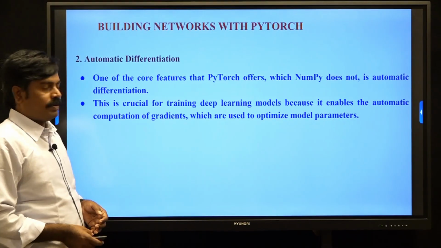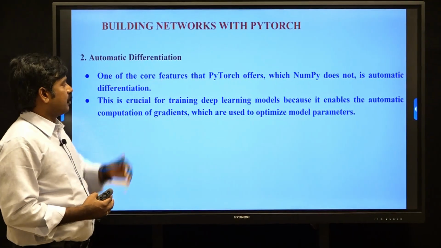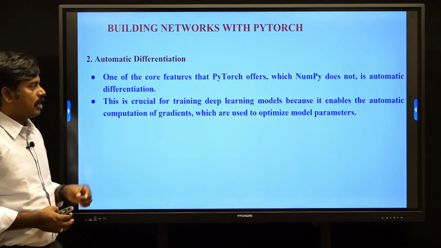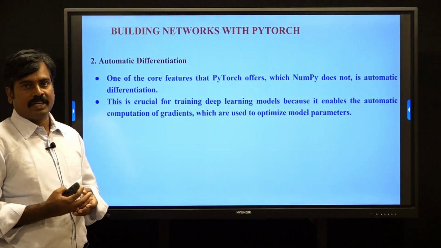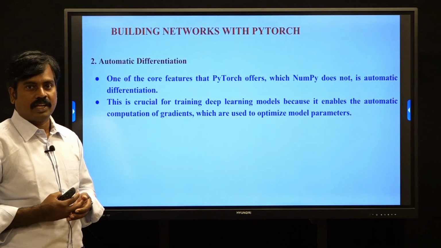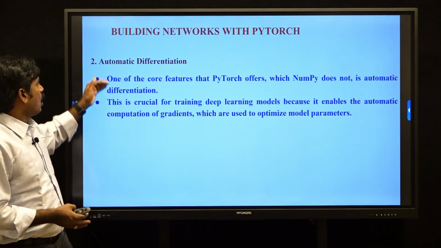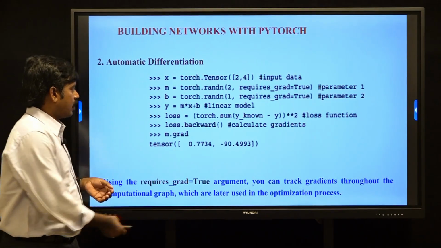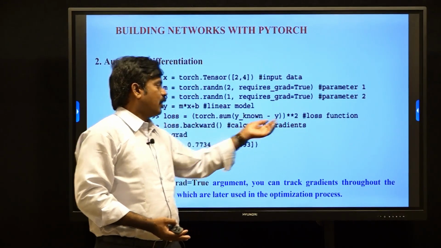The next feature that differentiates it from NumPy is automatic differentiation. We need differentiation operations in deep learning applications. Backward propagation requires a number of differentiation calculations. These differentiation calculations are performed automatically. Just by calling backward, it calculates the gradients automatically.